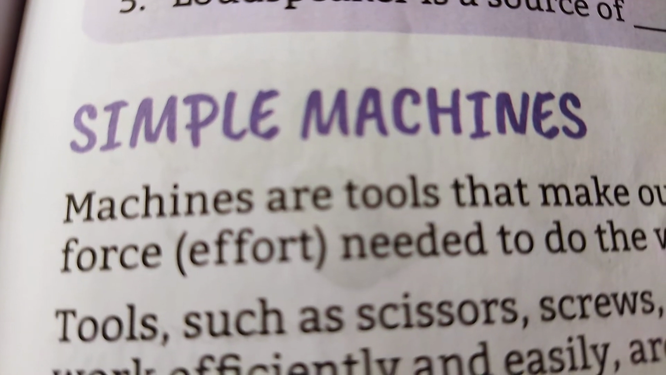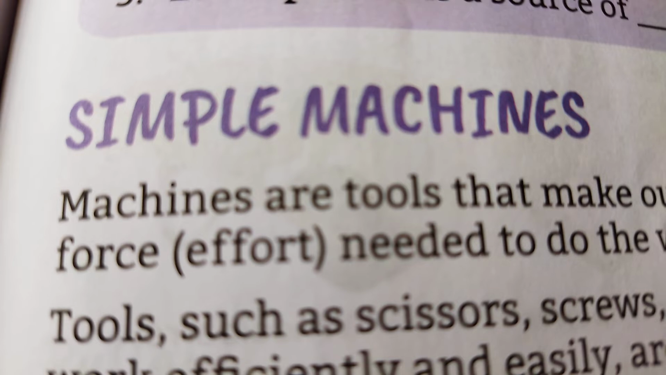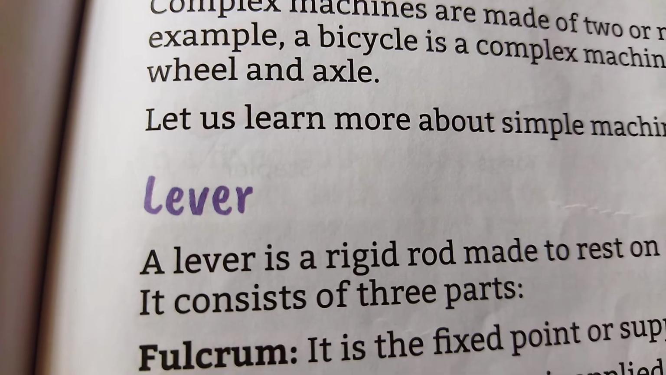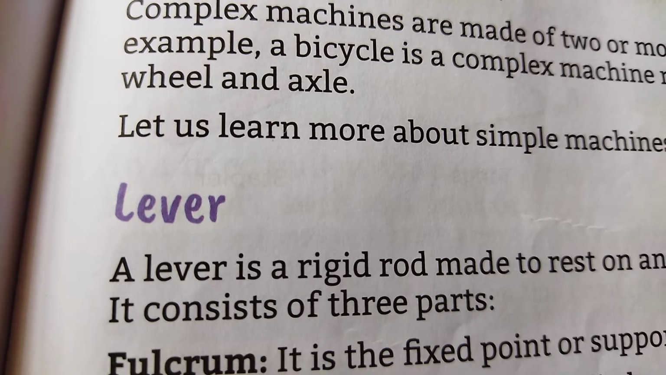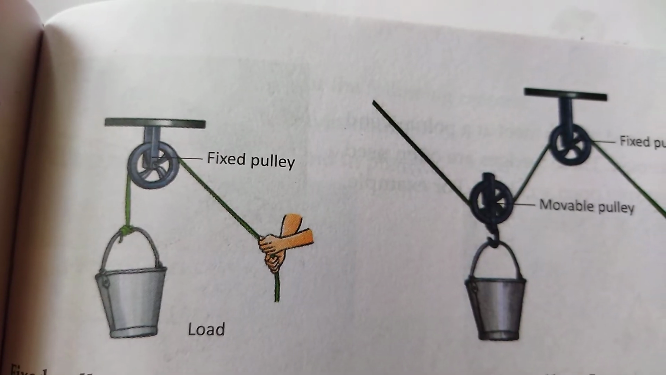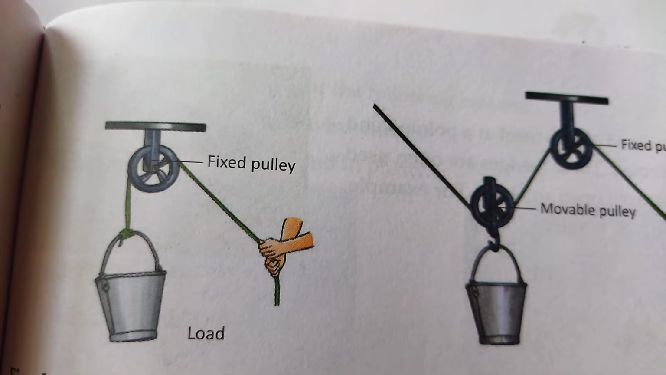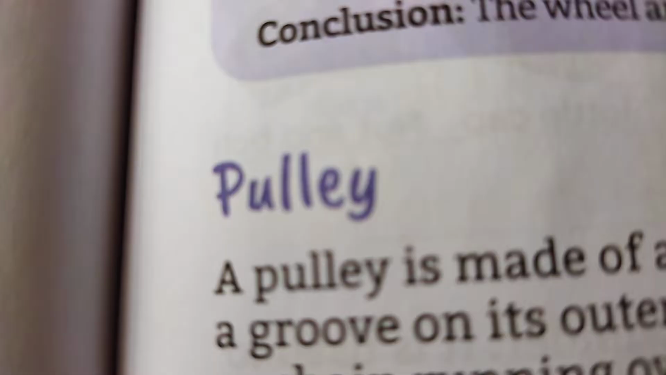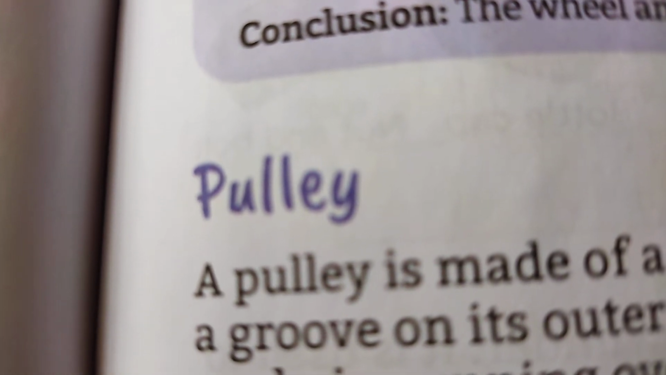In the previous class, children, we started the topic simple machines. We have dealt with the topic lever and wheel and axle. Today we will deal with the other different types of simple machines. Let's start with the topic pulley.